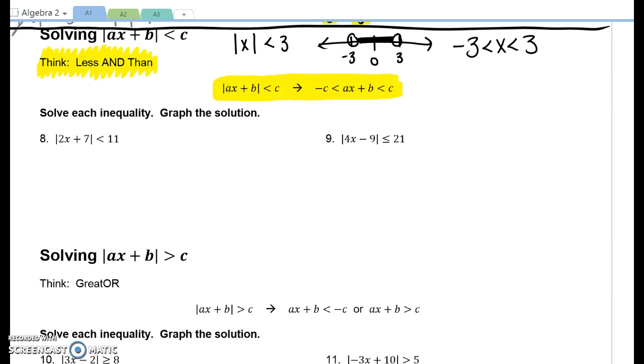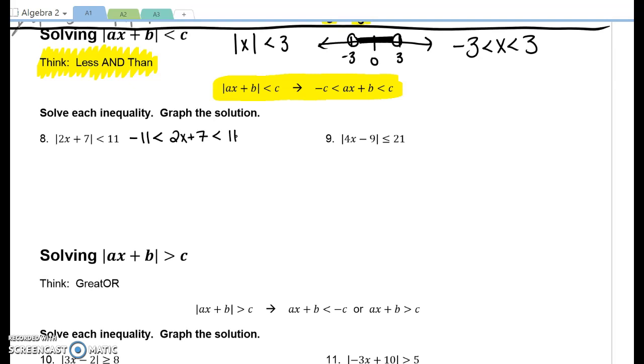Okay, let's dive in and see if we can do this. The absolute value of 2x plus 7 is less than 11. That means we want to set this up. The absolute value needs to be less than 11 units from 0. That means -11 is less than the stuff, 2x plus 7, is less than 11. If it's less than, you set it up as a 3-part inequality. Negative, less than stuff, less than positive.